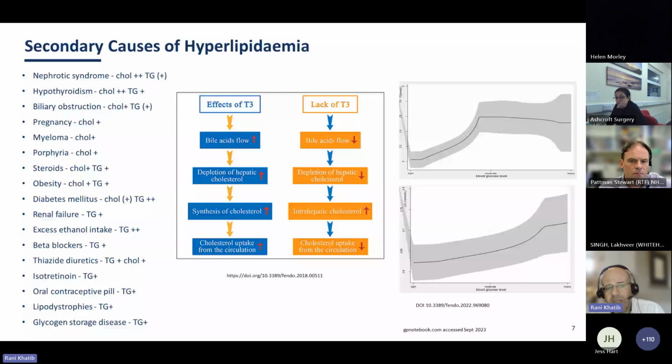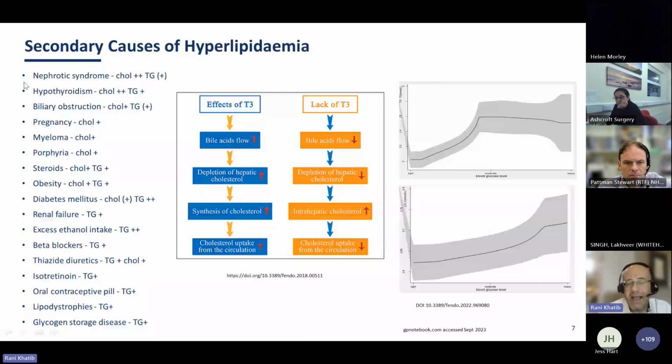And it is not uncommon that we get referrals of patients who are either with poorly controlled diabetes, or newly diagnosed diabetes, triglycerides all over the place, simply because their HbA1c is too high and needs managing. And these are graphs just showing how blood glucose levels do affect triglyceride levels, and also have some effect on your LDL cholesterol.